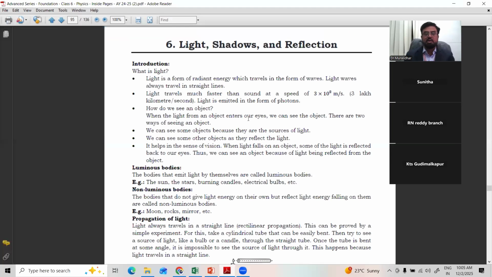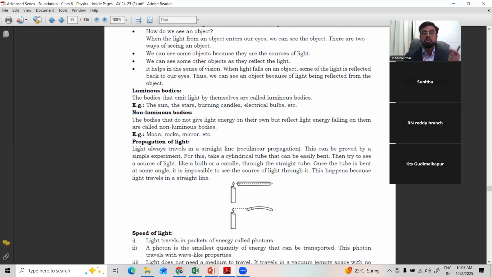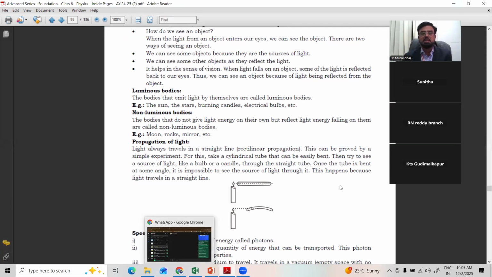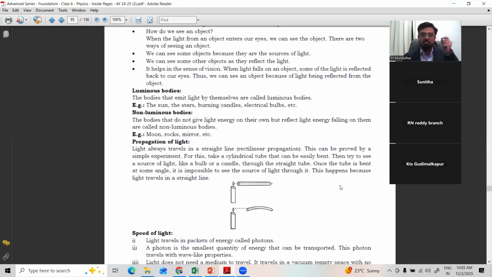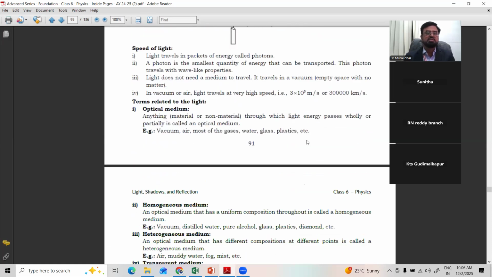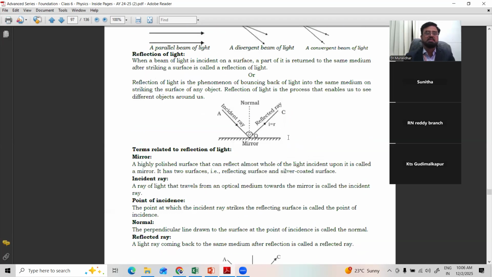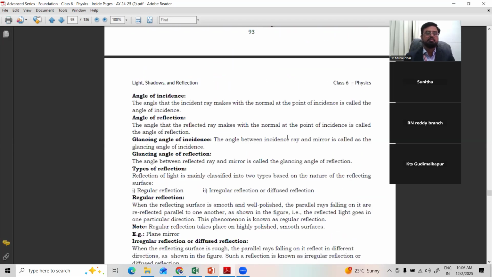So all these things we learned. What did we learn in the last class? The basics. What is light? Luminous bodies, non-luminous bodies. There are some bodies which emit light by themselves, which are called luminous bodies. There are some bodies which do not emit light by themselves, but can be seen by reflection of light, and are called non-luminous bodies. Then we saw speed of light and terms related to light. All these we covered in the last session.